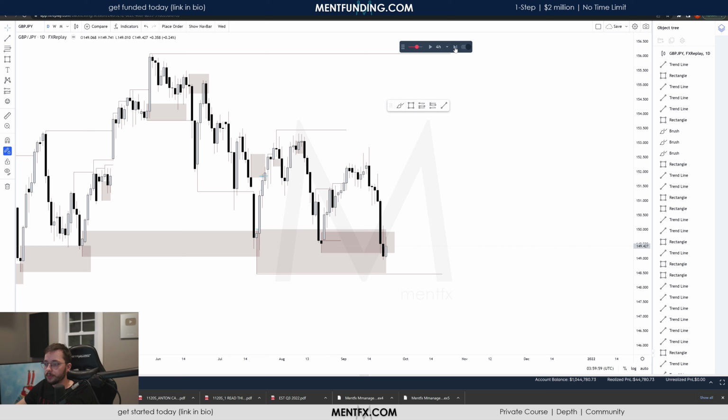So getting the triple M. If this candle basically comes above here, that's a very good sign for longs. Let's see if we get that.